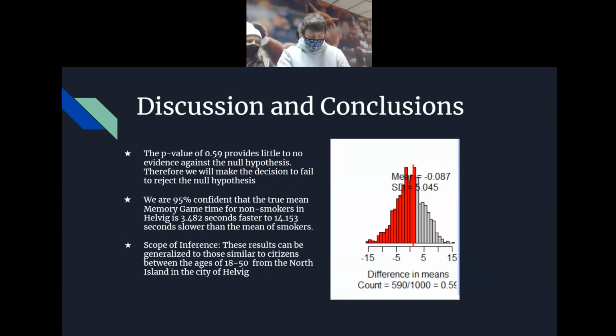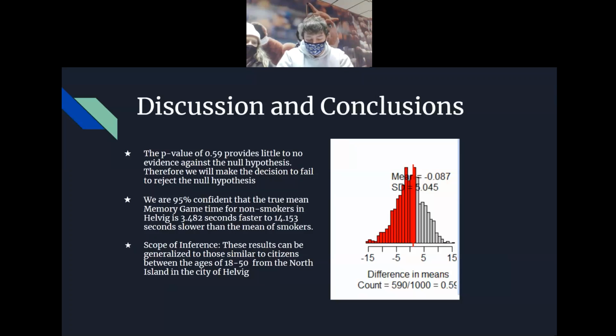Okay, and I'll be talking about our discussion and our conclusions. We found a p-value of 0.59, which provides little to no evidence against the null hypothesis. With that information, we have made the decision to fail to reject the null hypothesis. We are 95% confident that the true mean memory game time for non-smokers in the town of Helvig is 3.482 seconds faster to 14.153 seconds slower than the mean of smokers.